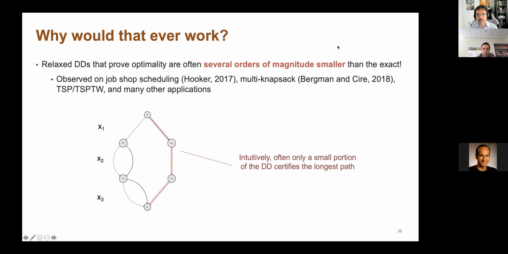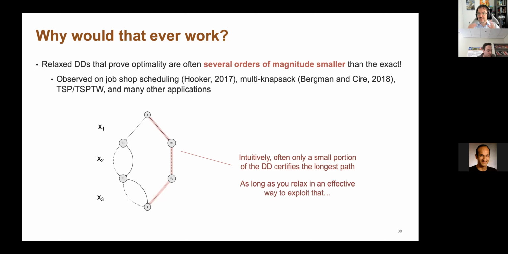And if you want to think about this in a way, often only a small portion of the DD certifies the longest path. And so if you look at just one segment of a decision diagram, you often are able to get the information that then gives you the bound, right? As long as you relax in an effective way to exploit the fact that only the longest path is going to give you the bound that you receive from the decision diagram.